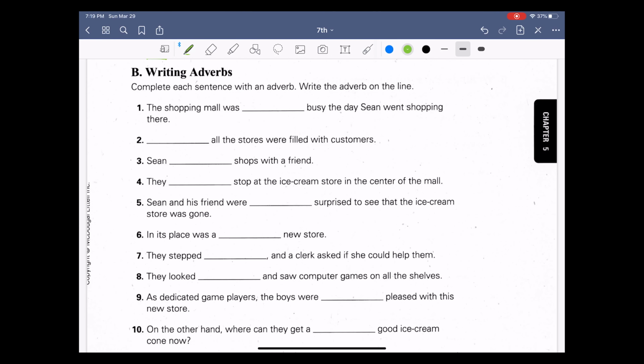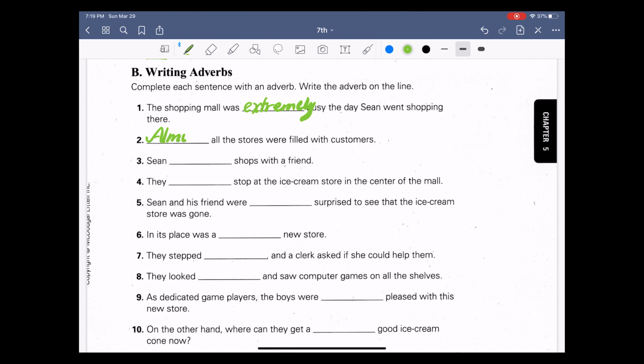And I'm just going to give you some examples that could work. Your examples may work too. The shopping mall was extremely busy the day Sean went shopping there. So notice we have extreme and we add an ly, and it's telling us to what extent the mall was busy.